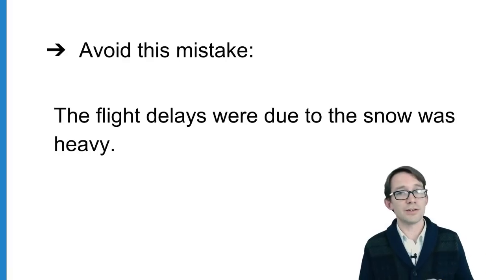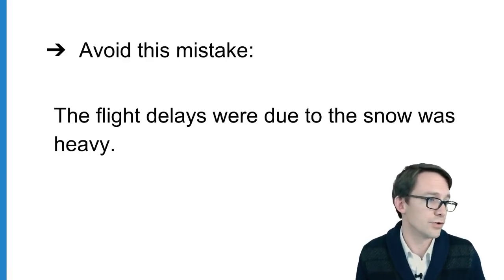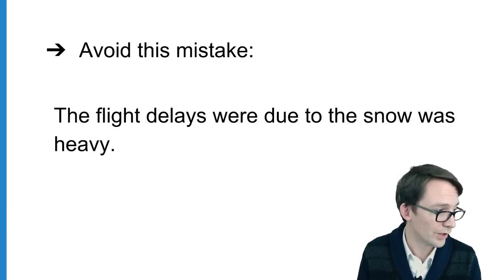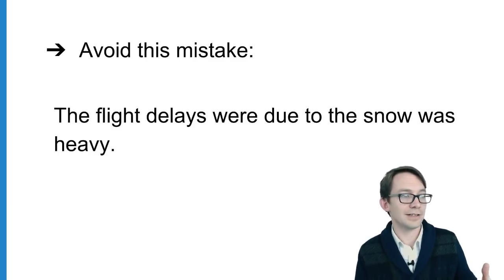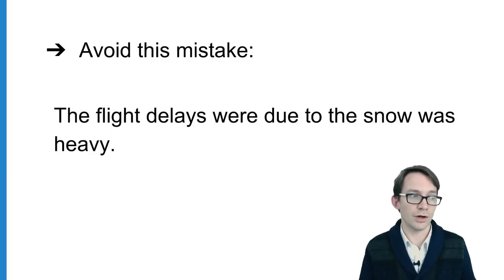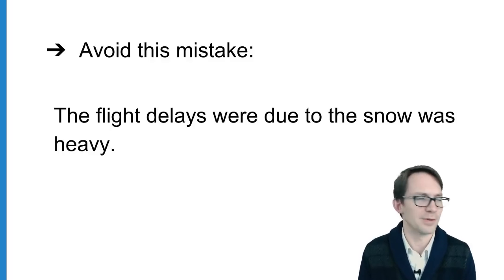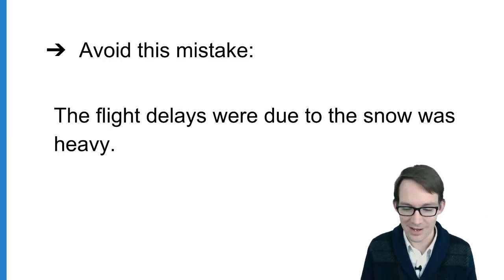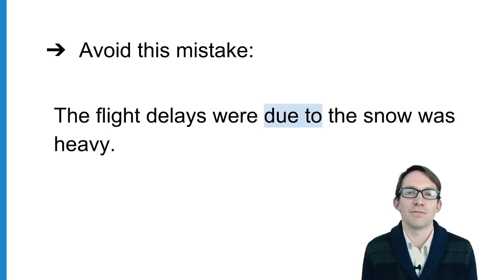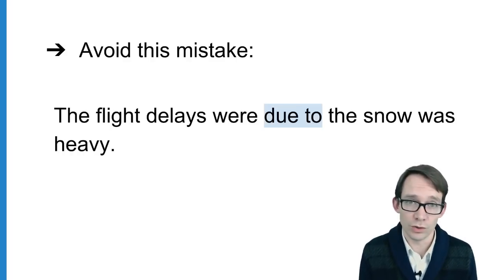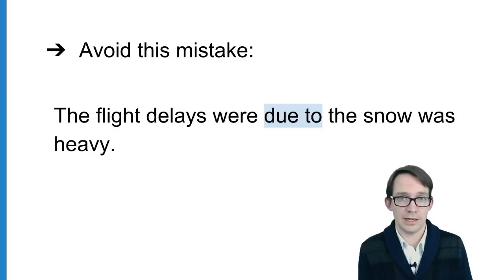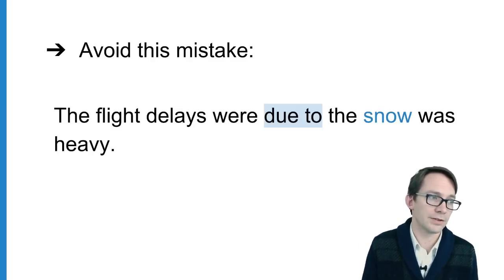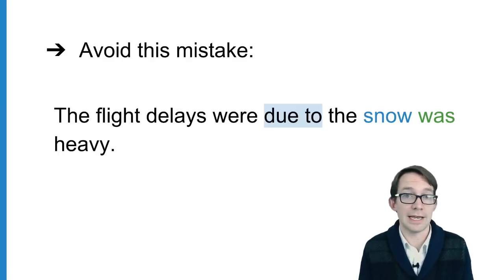Avoid this mistake, and this is a very common mistake that I see my students make in their writing with the phrase due to. Okay, so: the flight delays were due to the snow was heavy. Wow, that's even hard for me to read because it's a mistake. In this case, this is a mistake because due to is a preposition. It's a prepositional phrase, and it cannot be followed by a subject and a verb. That's a mistake. You can't do it.